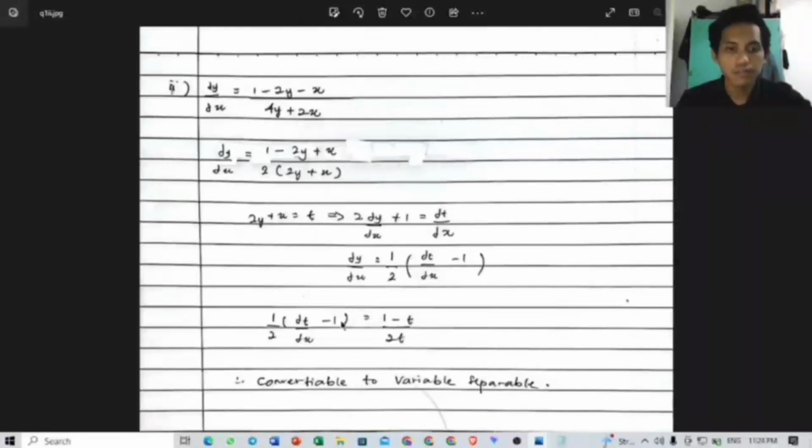and then 1 over 2 bracket dt over dx minus 1 equal to 1 minus t over 2t. So this method is convertible to variable separable.